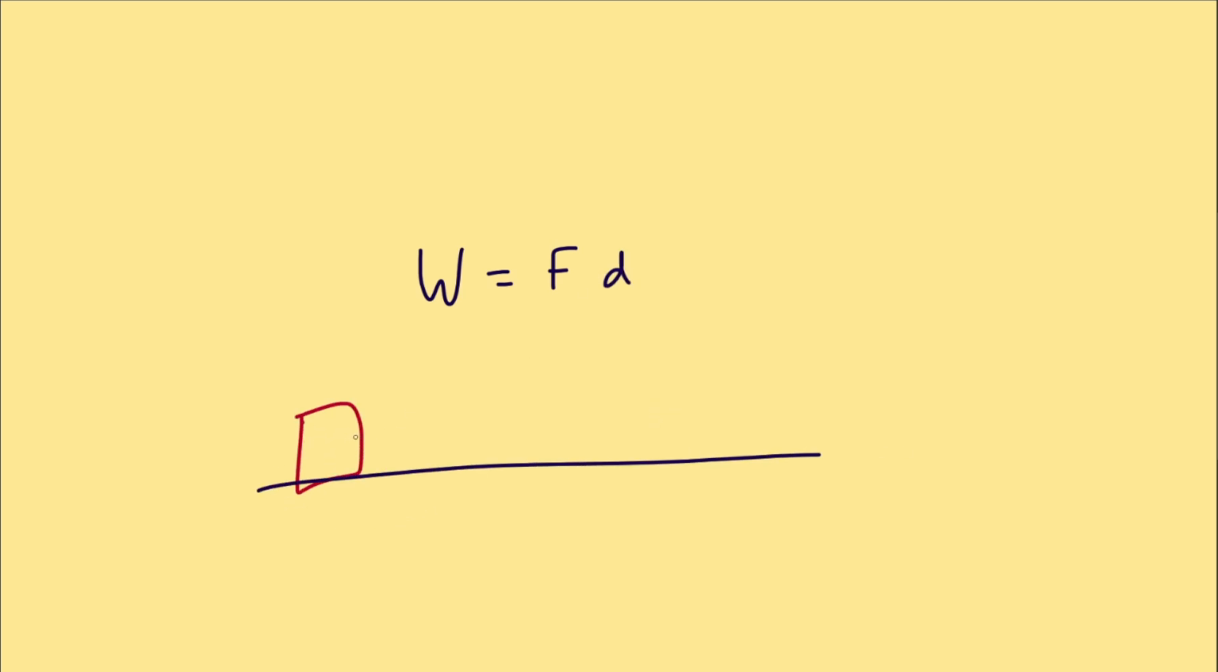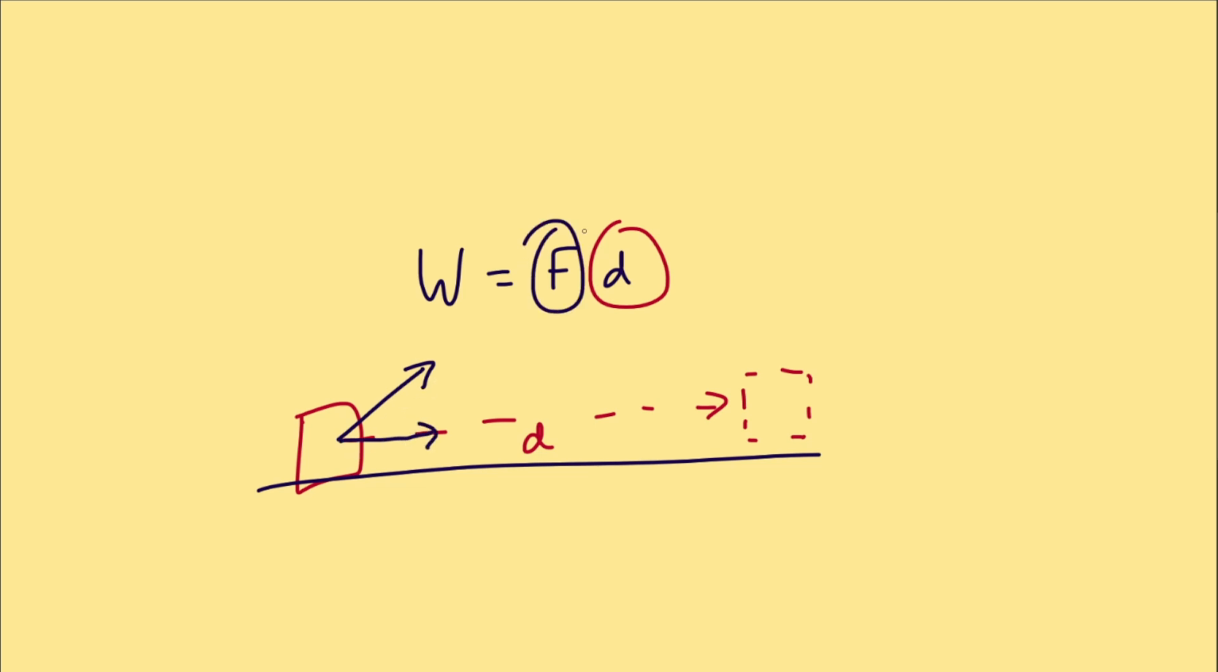To find the amount of work done on an object, you use this general formula: W equals force times displacement. If you imagine a box sliding along the ground, being pushed at an angle like this, and after a bit of pushing you manage to move the box over here. This distance is the displacement, and whichever component of force is parallel to the displacement is the force used in this equation.